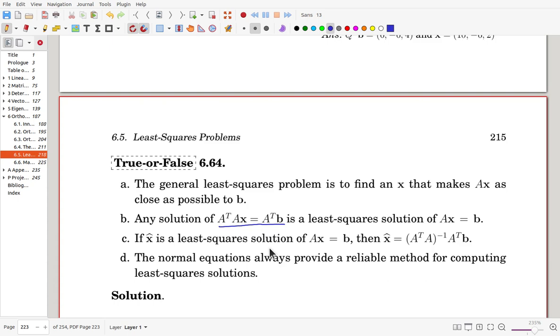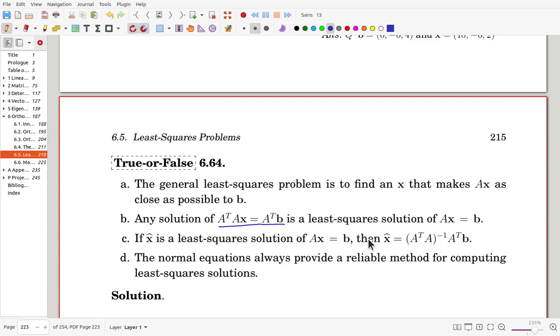If you say the unique least squares solution, then it is true. Or if you start from the right side, if x hat is given in this way, then x hat is a least squares solution of Ax equals b, then again true. Either with uniqueness or in the reverse direction, the statement must be true. But the current one is false.